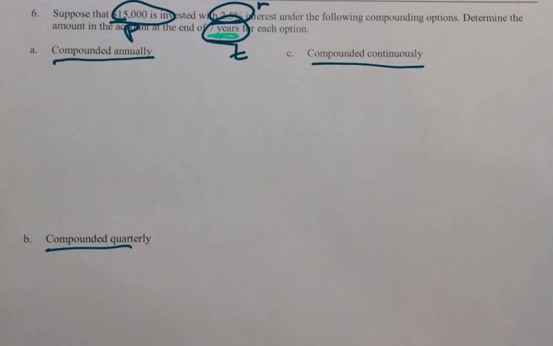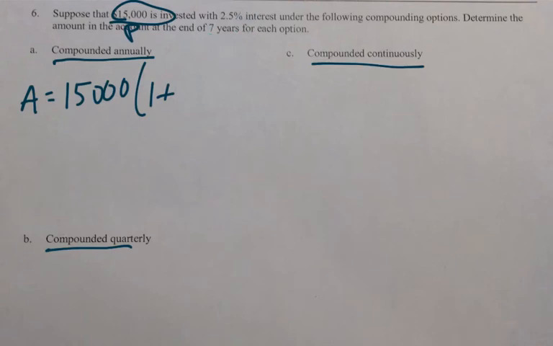So compounded annually, that means once a year. That's going to be A equals 15,000 times 1 plus my rate. Now I need to change that percentage to a decimal. So that's going to be 0.025 over the compounding periods, which is once per year, so 1, and then 1 times 7. Okay, because that's the compounding periods once per year times 7 years.